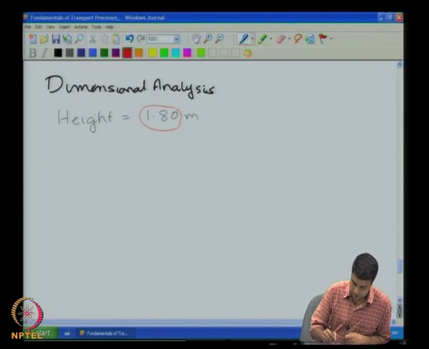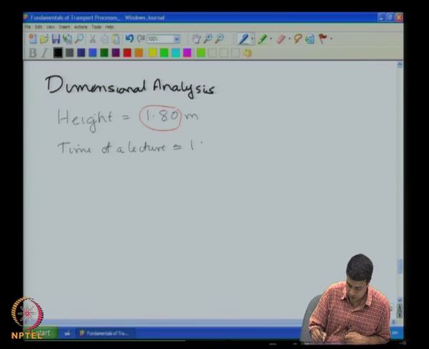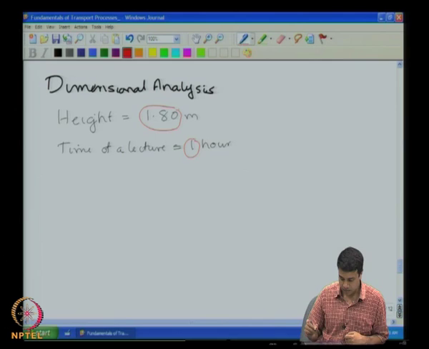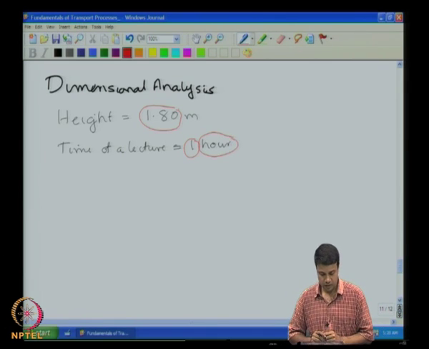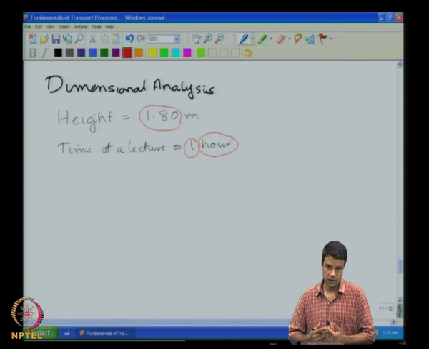The time of a lecture is 1 hour. So, this is the number and this is the unit, the unit of time. There are various units of time, for example hour, minute, second, but all of these are multiples or sub-multiples of each other. When one equates quantities, one has to equate quantities with the same unit. One cannot say that 1.8 meters is equal to 1 hour, because they are two different quantities.